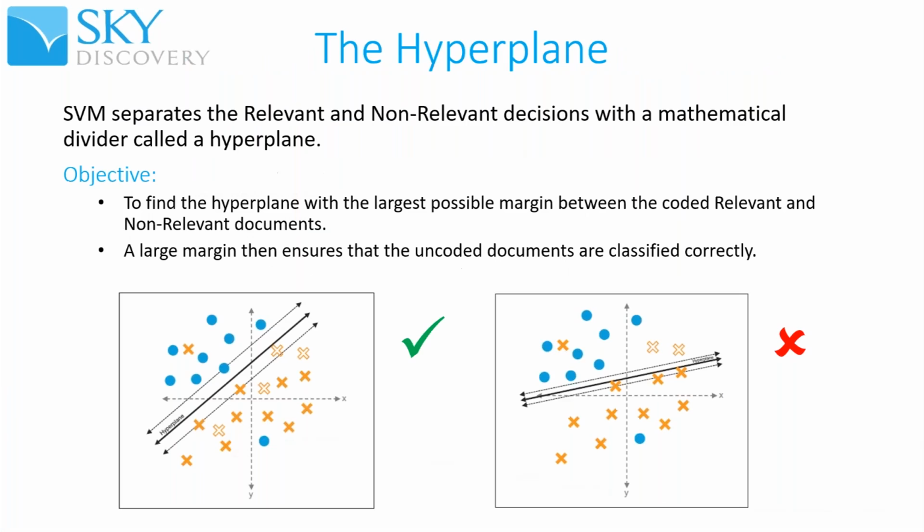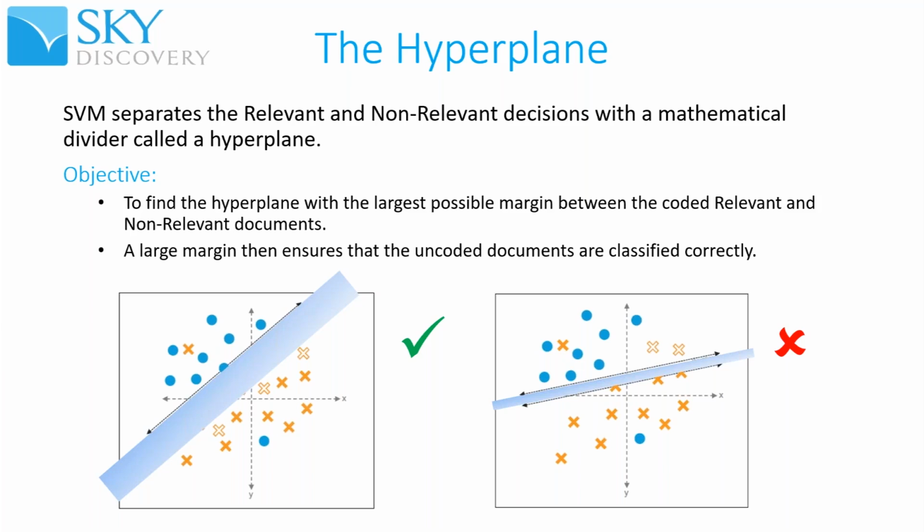So the hyperplane, in this example here, looks a bit like this. I'm putting these lines on here because to find the correct hyperplane, we're looking for the largest possible margin between the documents coded relevant and non-relevant. Once we've found the largest margin, this should ensure that any uncoded documents are correctly classified. In the diagram on the left, the solid colored documents are those that have been coded. The blue ones are coded not relevant, and the orange ones are coded as relevant. We can see the largest gap between the two sets of documents, so that is the correct positioning at present for the hyperplane.